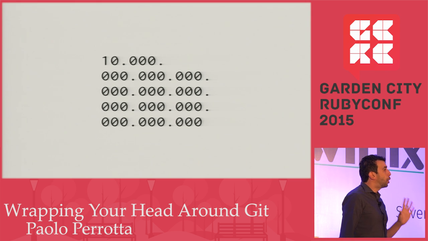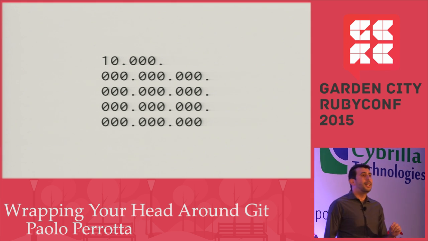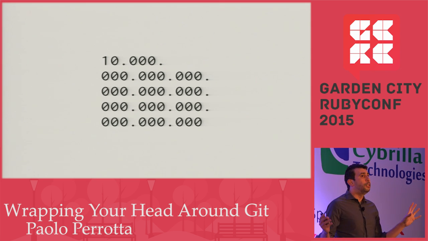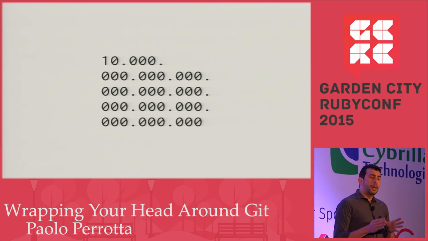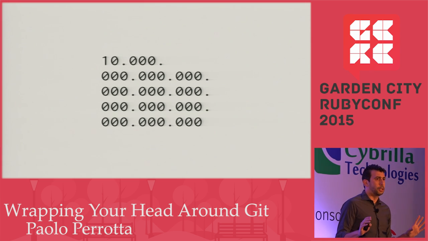Okay? This is important for what comes later. SHAs are not unique in your project. They are unique in the universe. You can take every single software project on Earth, put them all into the same Git repo. You get a lot of performance issues, still no clashes.